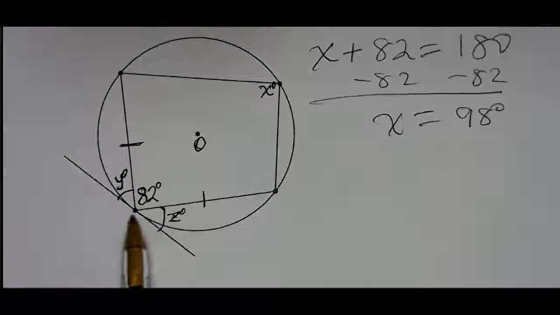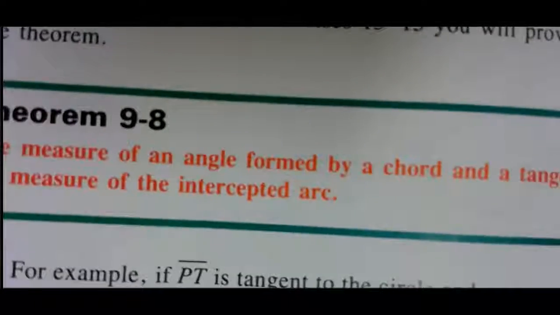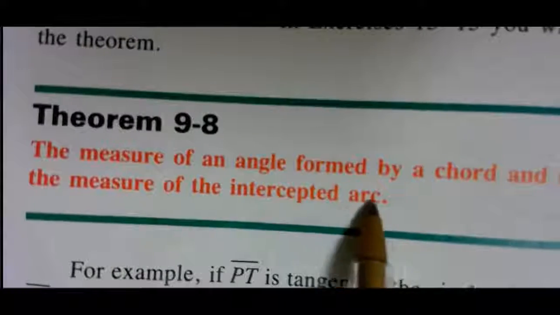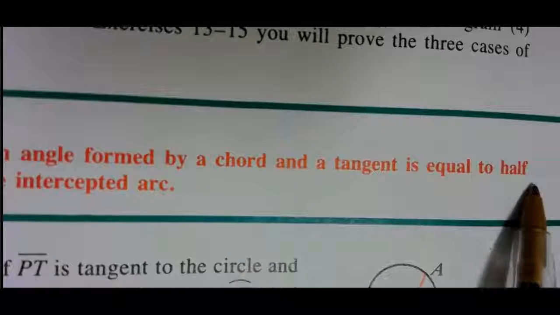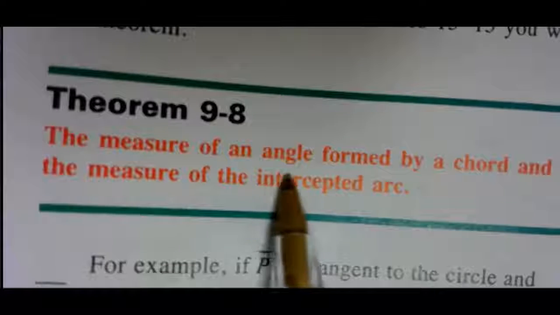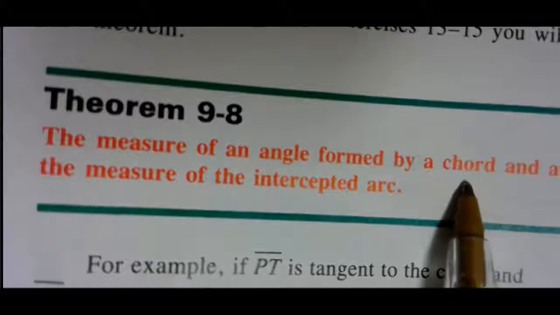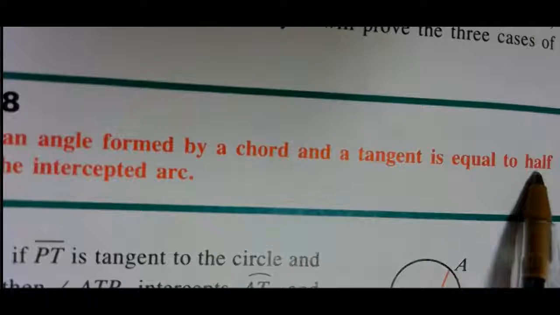And now for y and z, we're going to look at another theorem. It says the measure of an angle formed by a chord and a tangent is equal to half the measure of the intercepted arc. Again, one side of the angle will be a chord and the other side of the angle will be a tangent, so it is equal to half the measure of the intercepted arc.